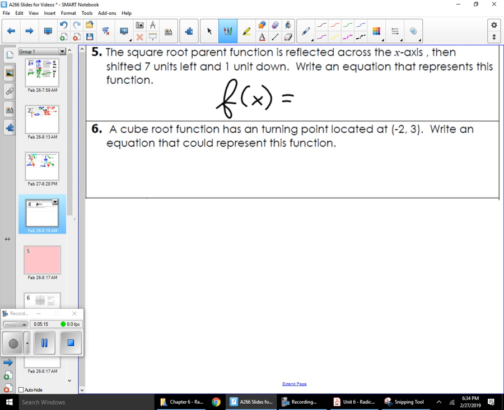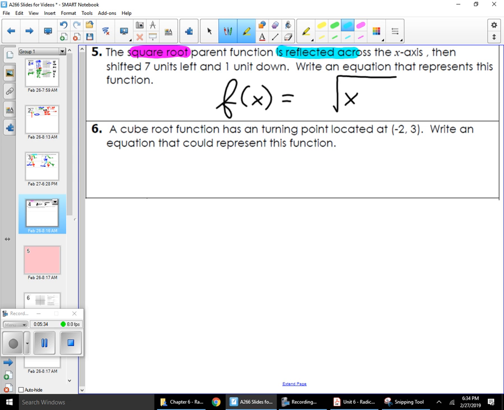And they're telling us that they want us to transform a square root. So I know that somewhere in here there's going to be a square root of x. There will be some other things that come into play, but at least we know there's a square root of x. So let's see what they want from us.